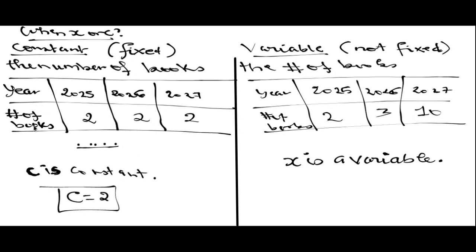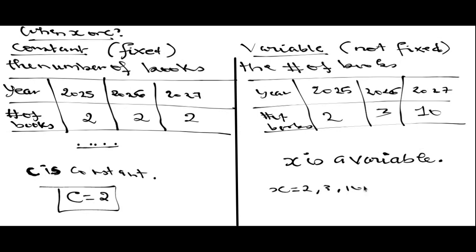So if c represents the number of books, then c is a constant, because each year you go to school with the same number of books, 2 books. But here, in 2025 they say, hey, come with 2 books. In 2026 they say come with 3 books, and in 2027 they say come with 10 books. So here x is equal to 2, 3, 10.